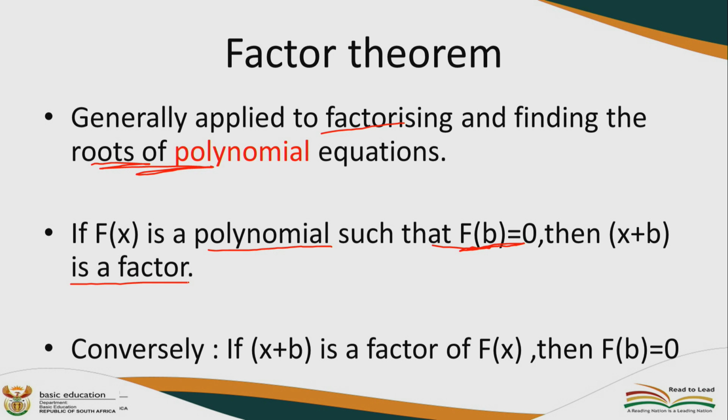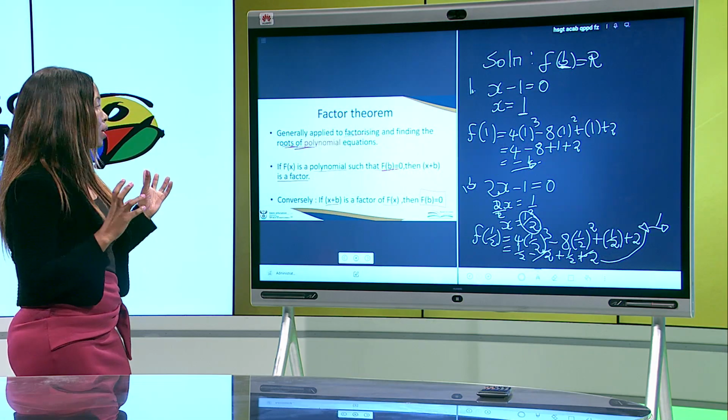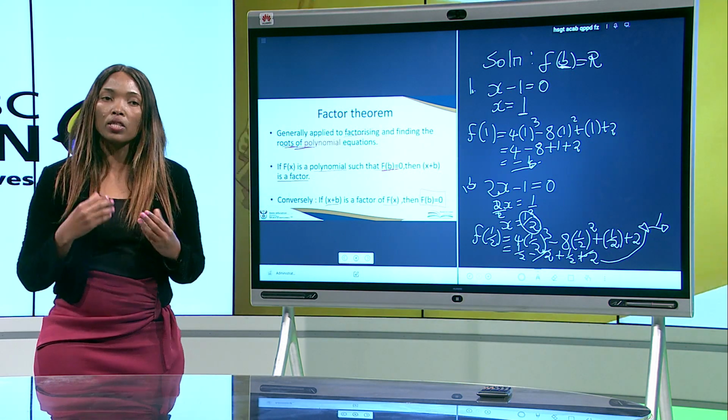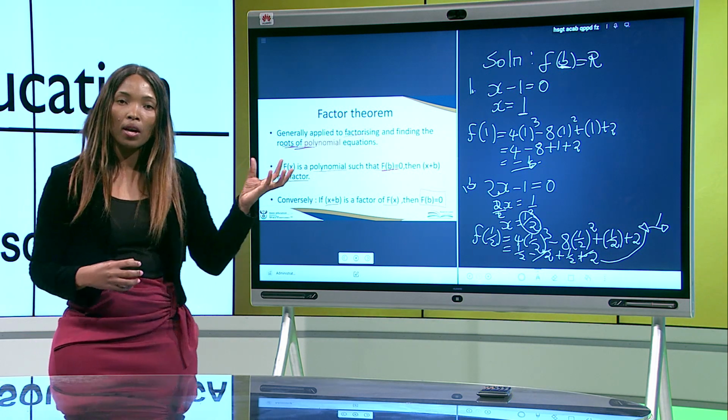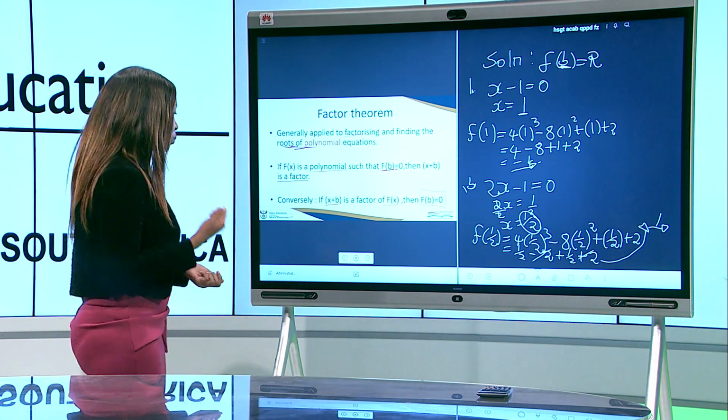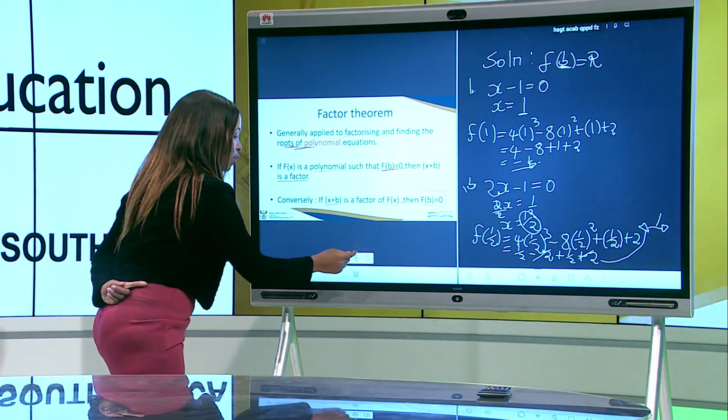So in reverse form, or conversely, we can say if x plus b is a factor of the given polynomial, then it means our f at b is 0, or our remainder is going to be 0. Now let's look at the difference between the factor and the remainder theorem. With the factor theorem, our remainder is strictly 0, whereas with the remainder theorem, our remainder can be any value, but it will not be equal to 0. Otherwise, it will lead to the factor theorem.